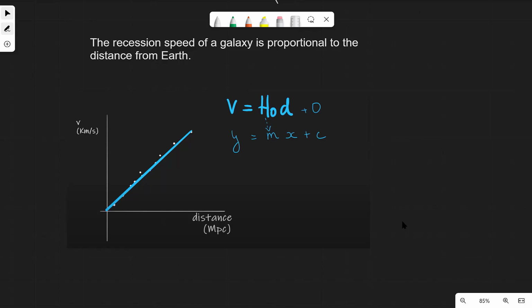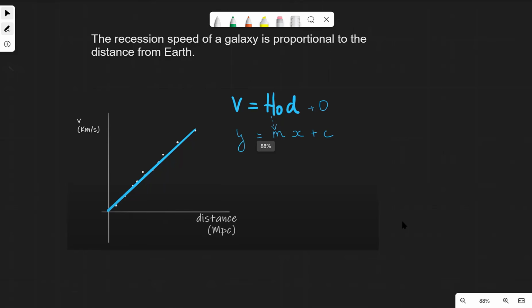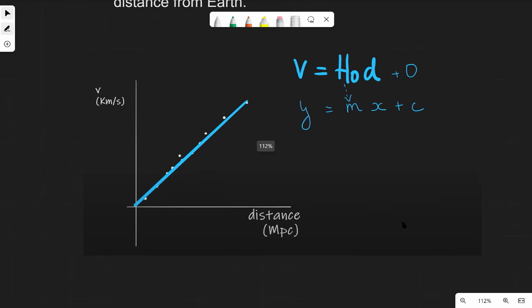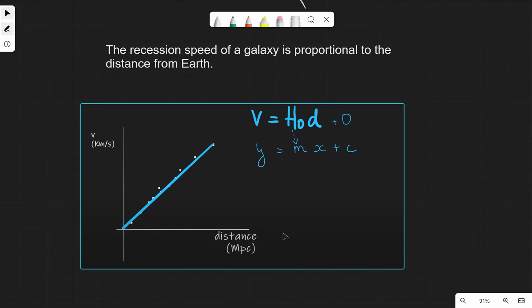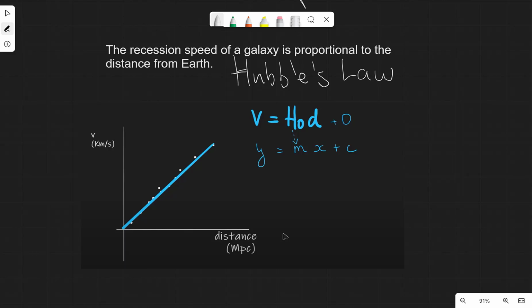Now, if we measure the recession velocity of all the galaxies out there, we find something absolutely remarkable. Look at this straight line correlation. On the y-axis, we have the recession velocity in kilometers per second, and on the x-axis, we have the distance in megaparsecs. We can see that the speed of the recession of the galaxy is proportional to its distance from Earth, and this here is known as Hubble's law. If we were to apply some y equals mx plus c analysis, and if v is on the y-axis and the distance is on the x-axis, then our gradient is equal to Hubble's constant, H naught.